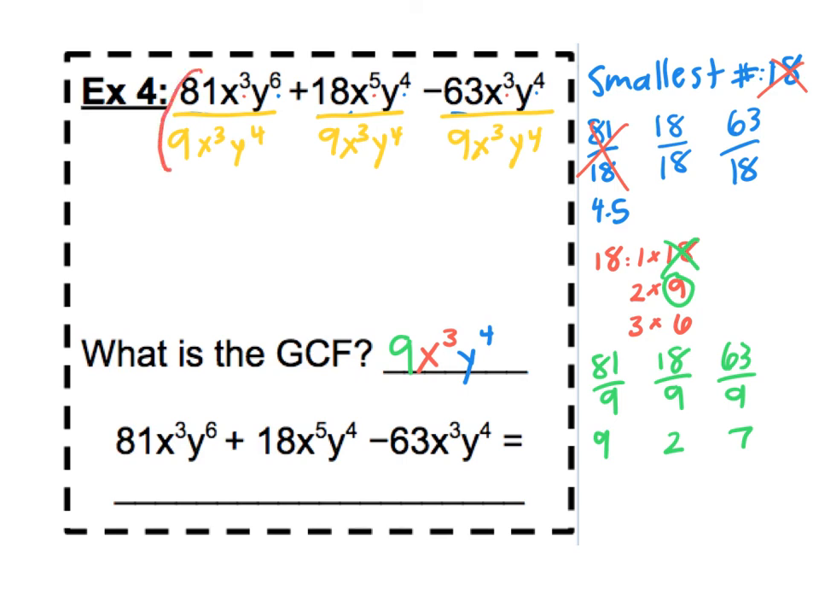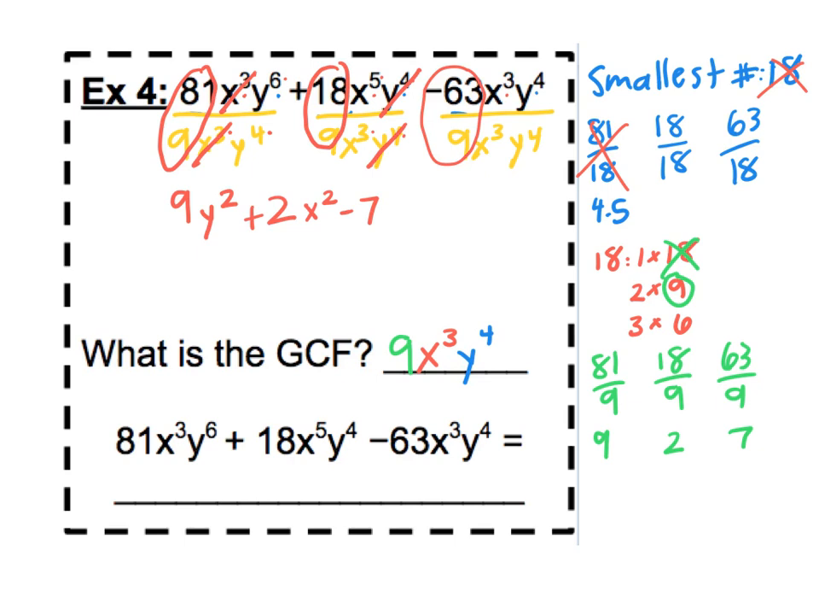When I do this, we're doing 81 divided by 9, which gives me 9. For my x's, we're subtracting our exponents. So when I do 3 minus 3, I get 0, and my x's cancel. If I do 6 minus 4, I have 2 left over. And then my next term, we're doing 18 divided by 9, that gives me 2. If we subtract our exponents, 5 minus 3 is 2, and they both have 4 for our y's, so they cancel out. My last one, negative 63 divided by 9 is negative 7.